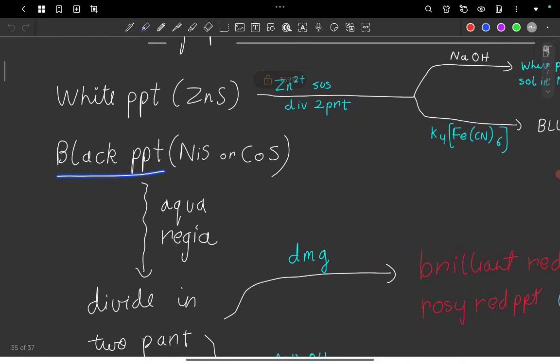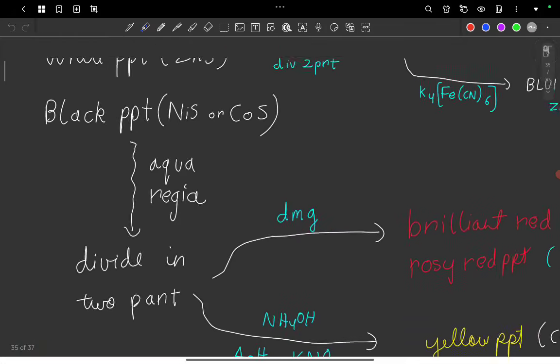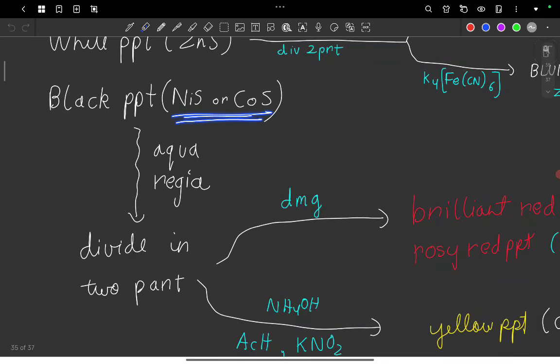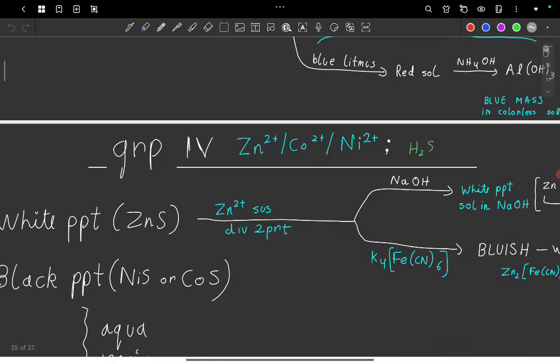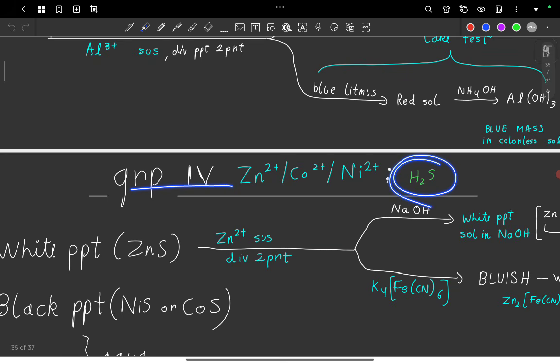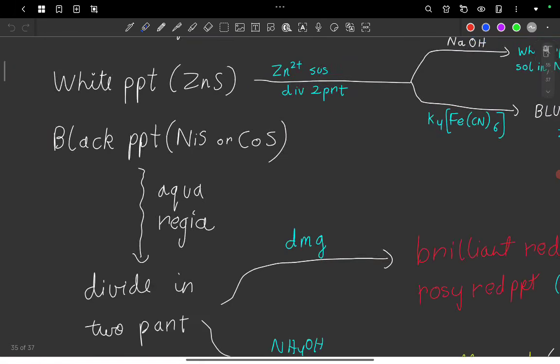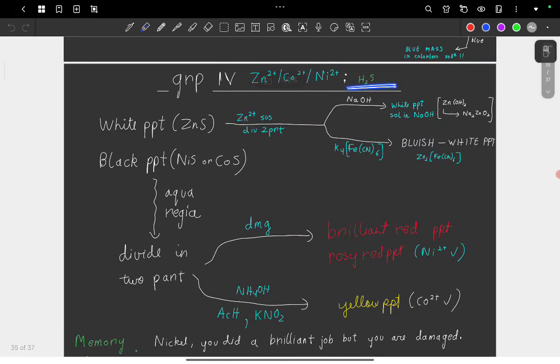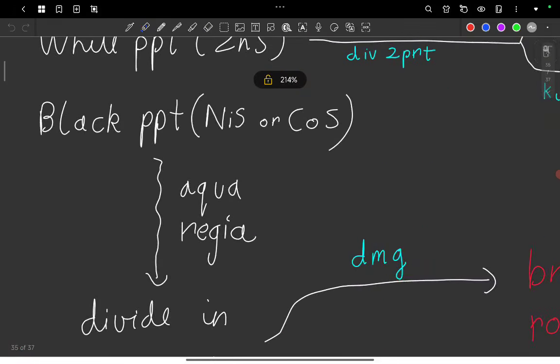And say the original PPT was black. So this means it was either nickel sulfide or cobalt sulfide. Then remember that if black PPT is obtained in the group 4 test after adding alkaline H2S, then you have to add aqua regia. You can remember this by: if there's alkaline H2S, then you neutralize the alkali by adding a lot of acid, which is 3:1 HCl to HNO3, which are both concentrated by the way.